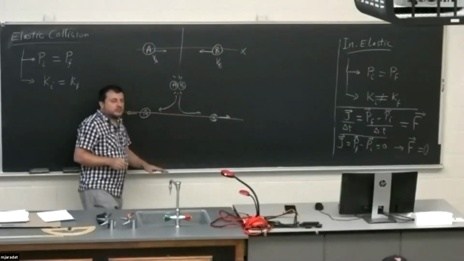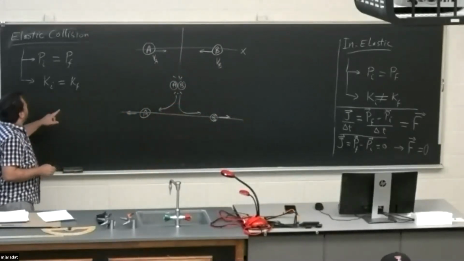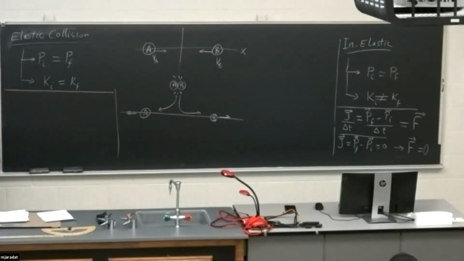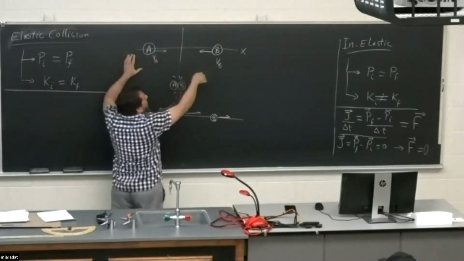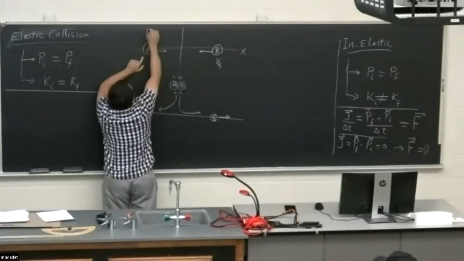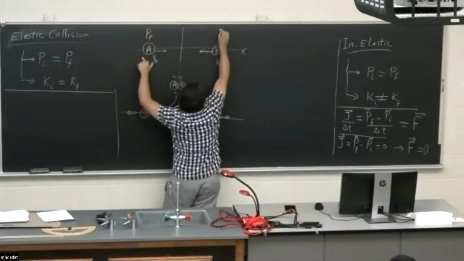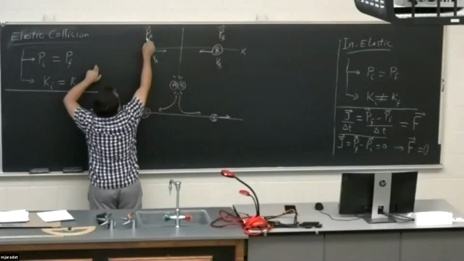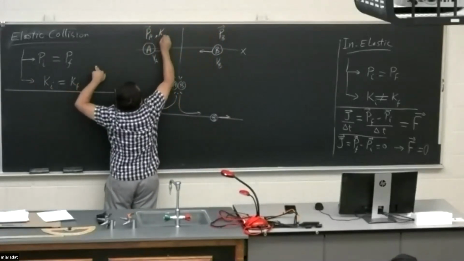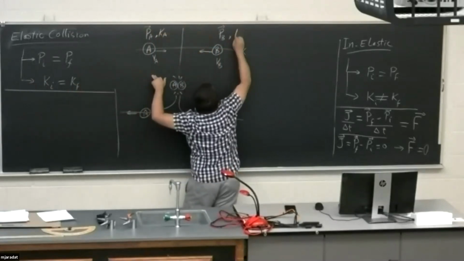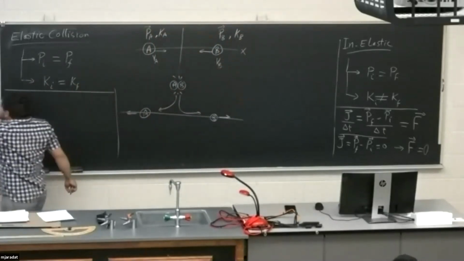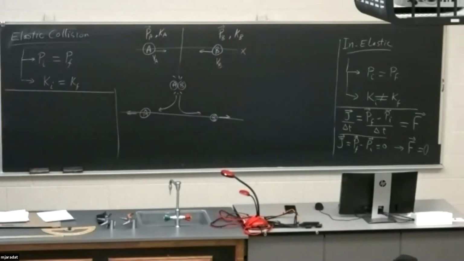In this case, if I need to write the momentum before and after, the momentum before is the momentum of all of the system. It's the momentum of PA and PB. Also the same for the kinetic energy. We have kinetic energy for A, which is not a vector, and we have kinetic energy for B. This is elastic. Both of them are conserved.